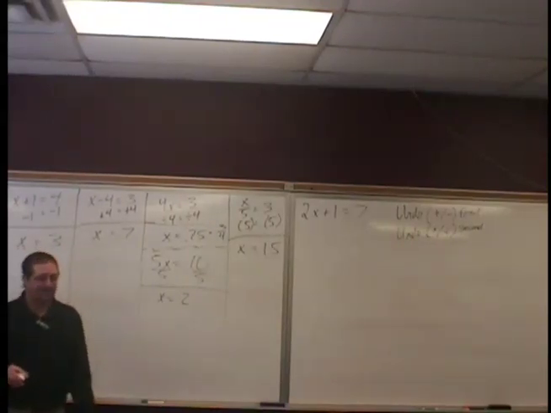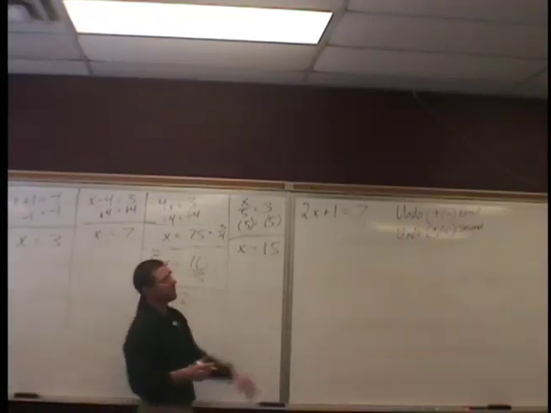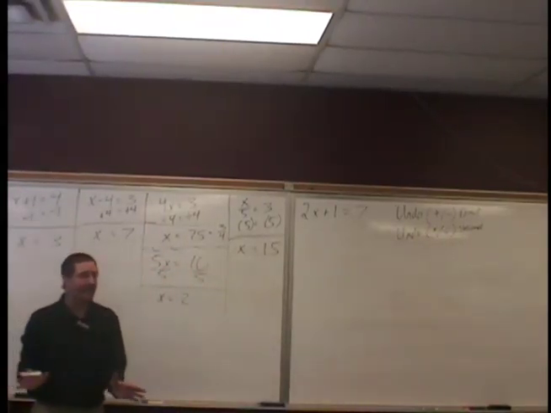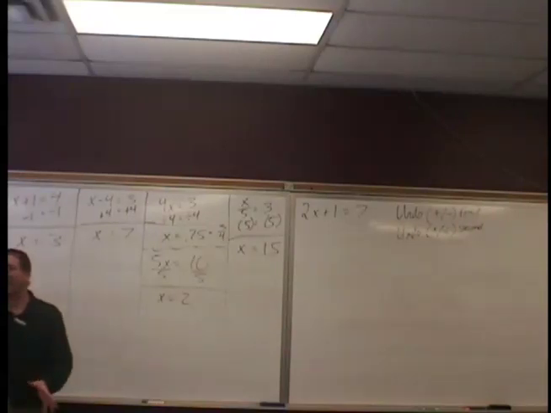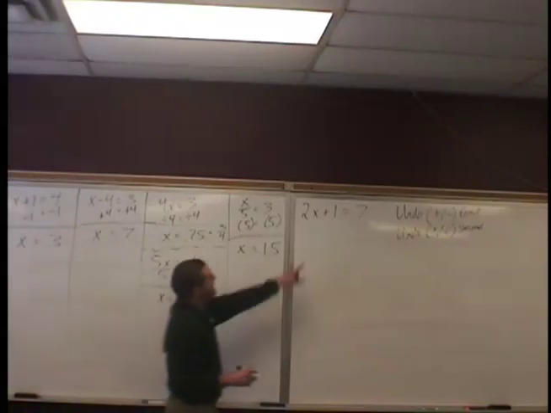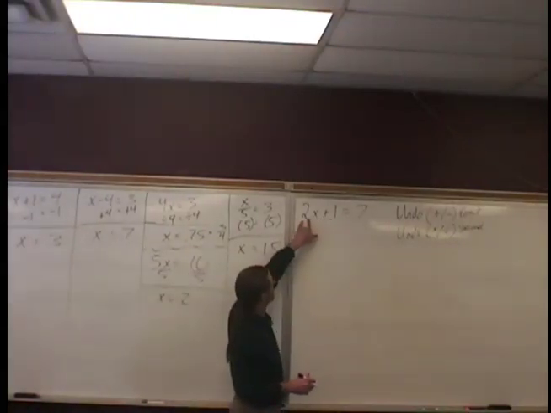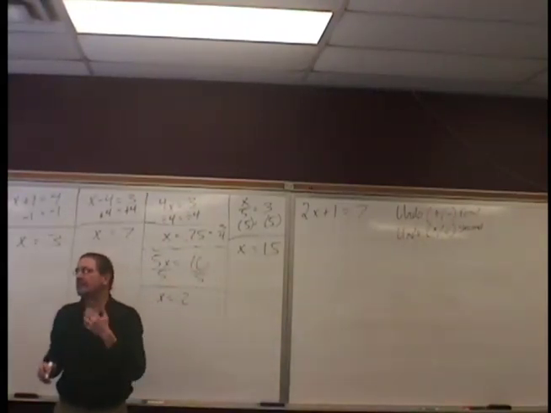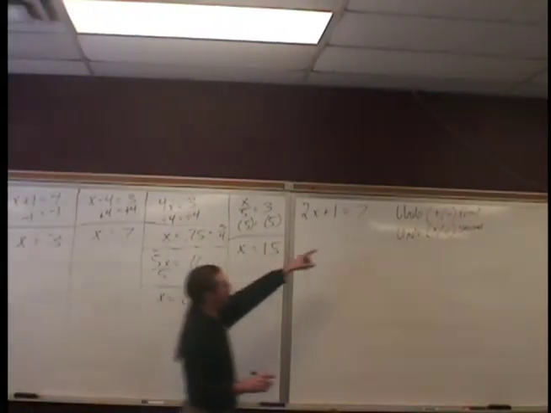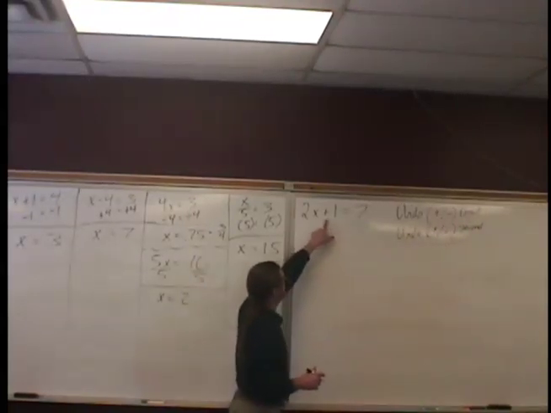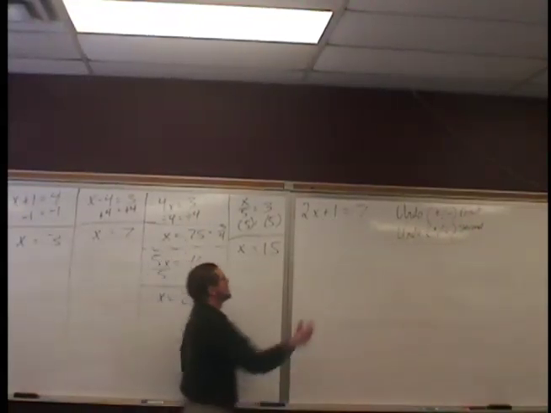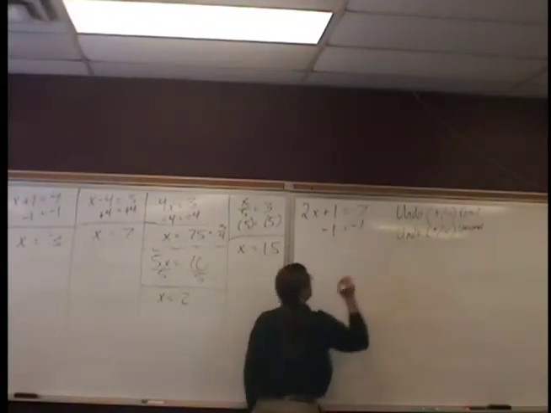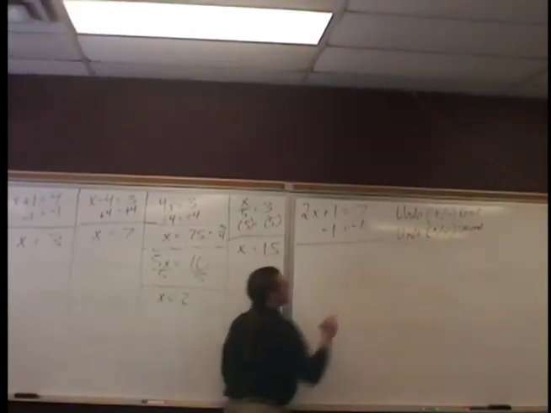You don't have to do this if you have used problems in the past where you undo multiplication and division first. That's fine. I don't mind, just as long as you do it correctly. All right? But we need to get the x by itself. Right now, it's got a 2 multiplying it and a 1 adding it. My advice, undo the addition and subtraction first. How do you undo the plus 1? Subtract 1. And again, if you do something on one side, you must do it on the other.